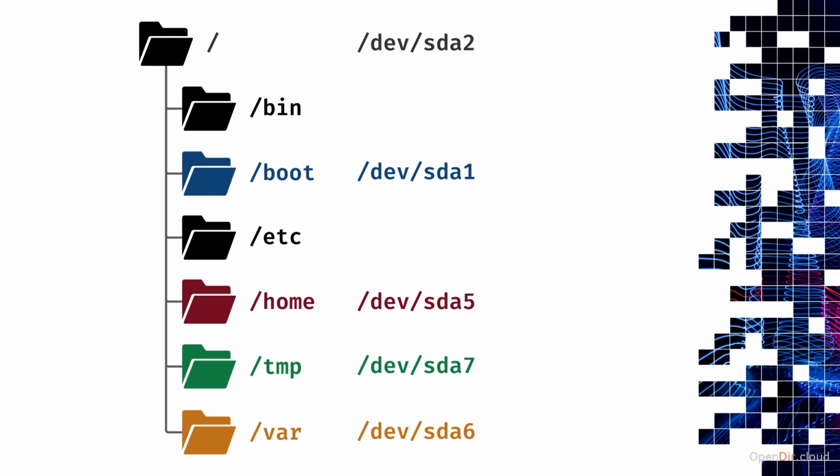The partition /dev/sda7 is mounted at the temp subdirectory and is in green. Lastly, the partition /dev/sda6 is mounted at the var subdirectory and is in orange. Notice that the bin and etc directories are in black as they reside on the /dev/sda2 partition. Every file or directory that isn't in one of the subdirectory mount points resides on this partition since it is at the file system root.